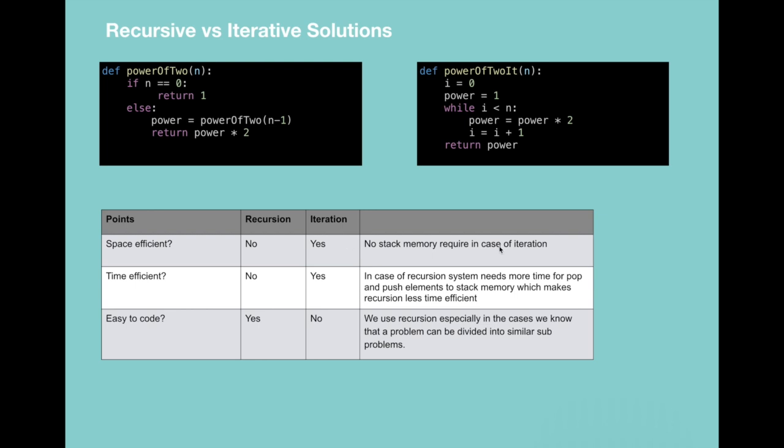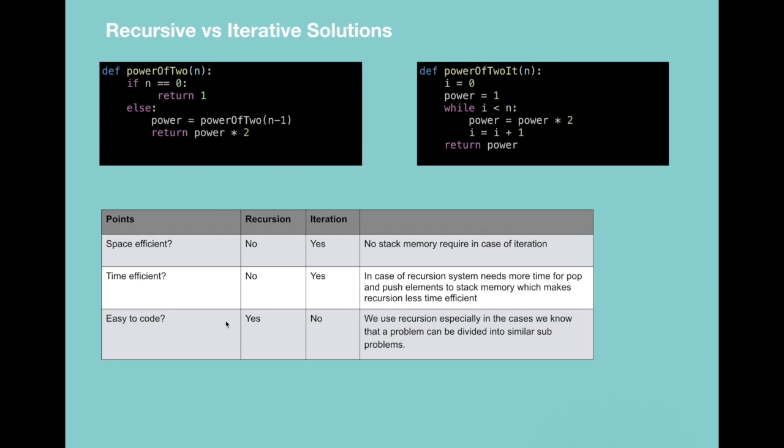No stack memory is required in case of iteration. So we are not inserting any method to stack memory while we are doing iteration. The next point is time efficiency. We can again see that recursion is not time efficient because recursion repeatedly invokes the mechanism, and this leads to the overhead of method calls. And this might be expensive in terms of processor time. Also, in case of recursion, the system needs more time to pop and push elements to stack memory, which makes recursion less time efficient. But as we said, in case of iteration, we are not inserting any method to stack memory. That makes iteration time efficient.